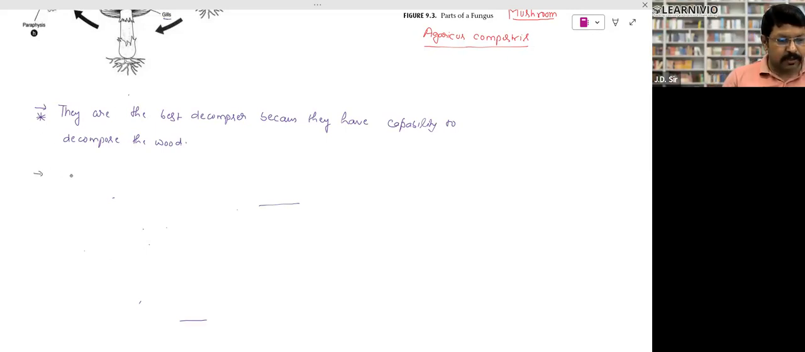Motile cells or structure, meaning spores, are absent.